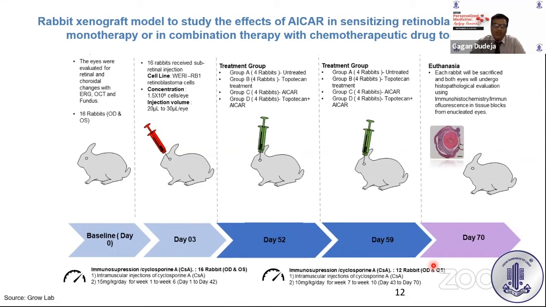In a rabbit xenograft, we immunosuppress the model, immunosuppress the rabbit by using cyclosporin A, and then we inject the Y79 cells into the eye. And after injection, it will form the tumors. Once the tumors are formed, we treated it in 4 groups.